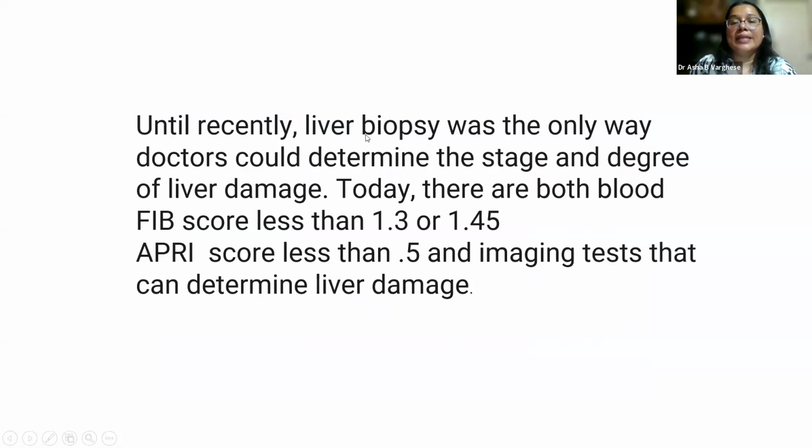Until recently, liver biopsy was the only way doctors could determine the stage and degree of liver damage. Now there are both blood tests and imaging tests. For the blood test, a FIB-4 score less than 1.3 to 1.5 means a normal liver. If it is above that, it shows that they have fibrosis. APRI score, that is AST to platelet ratio, is a ratio. If it is less than 0.5, it is normal.